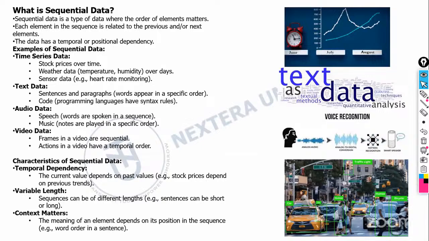So RNN is built especially to handle sequential data. So what exactly do you mean by sequential data? The data in which the order matters, that is nothing but sequential data. So we have time series data, text data, audio, video. All of these are some of the good examples for sequential data, right?